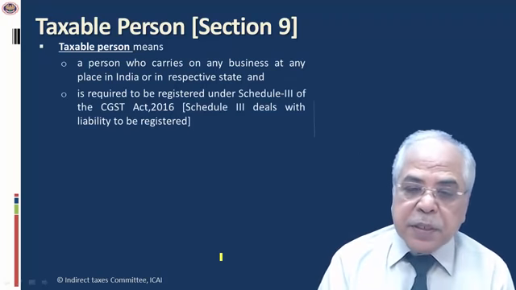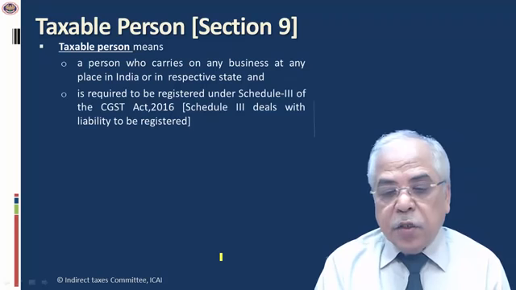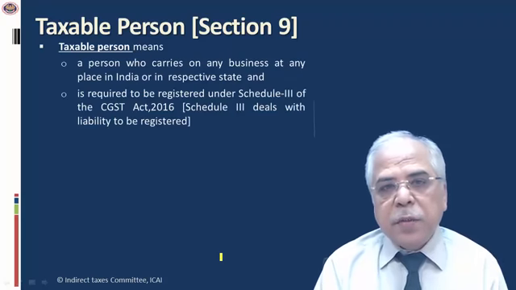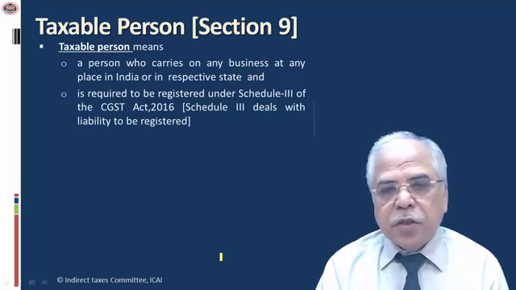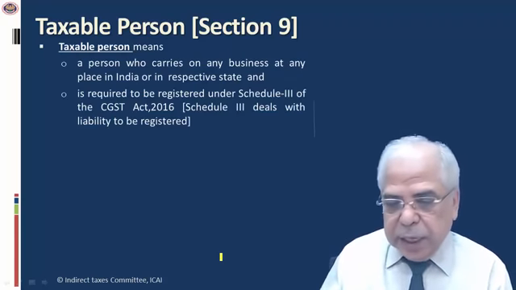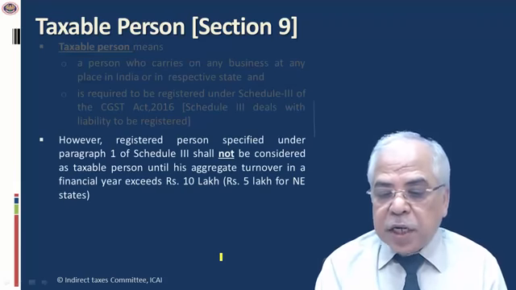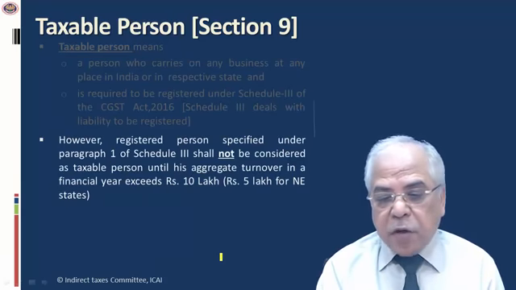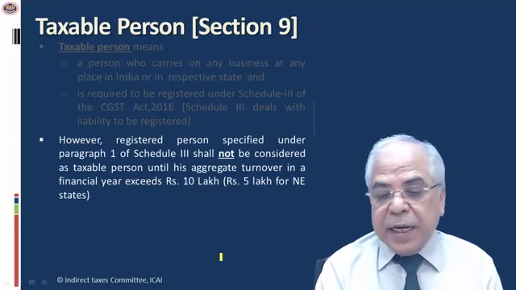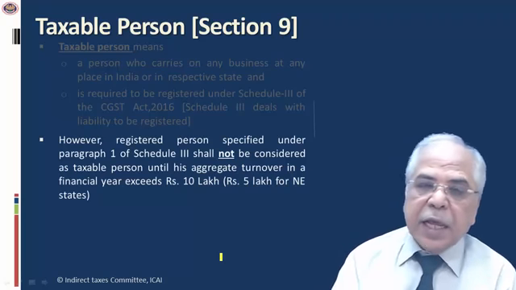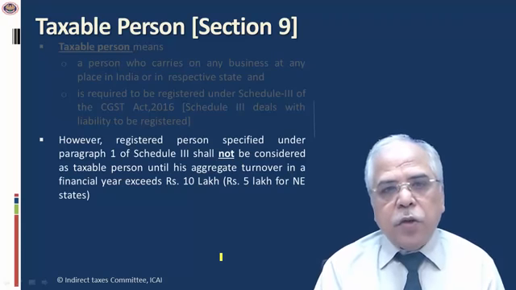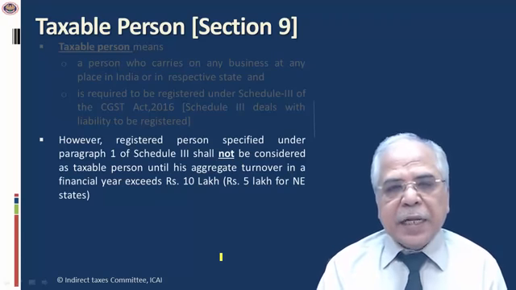And then taxable person shall also include those persons who are required to be registered under Schedule 3 of the CGST Act. Schedule 3 talks about the persons who are supposed to seek registration. So a person who satisfies those parameters or falls in Schedule 3 will also be treated as a taxable person. However, registered persons specified under paragraph 1 of Schedule 3 shall not be considered a taxable person until his aggregate turnover in a financial year exceeds 10 lakh, and 5 lakh for north-eastern states. Kindly appreciate, and I have already told you the difference between a registered person and a taxable person.